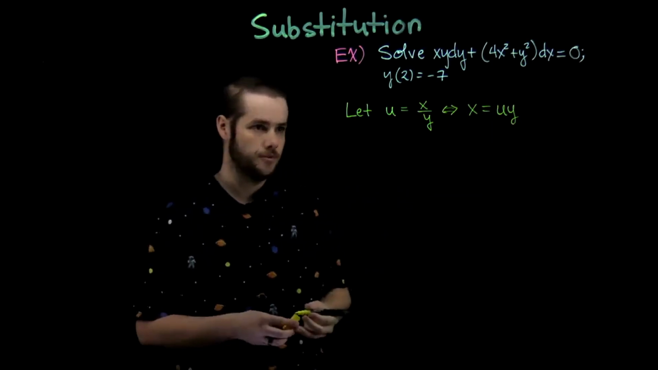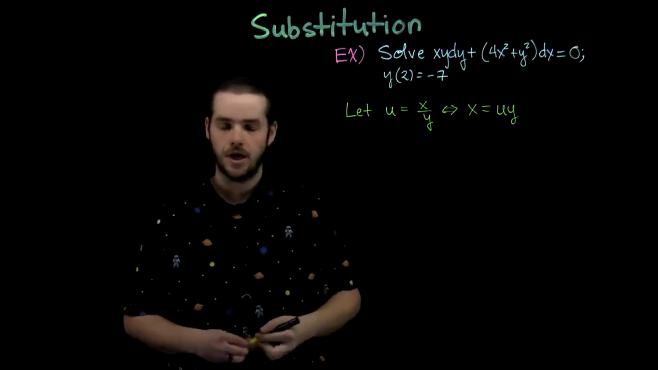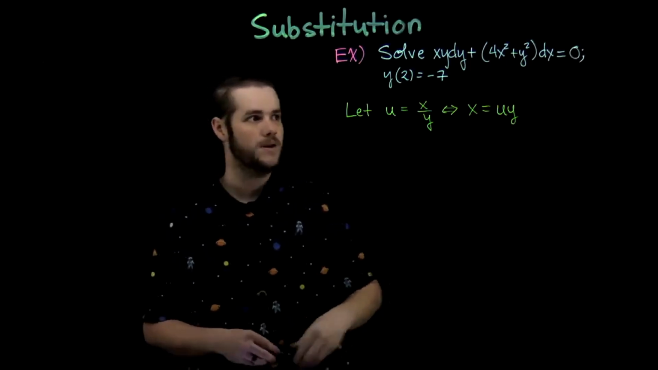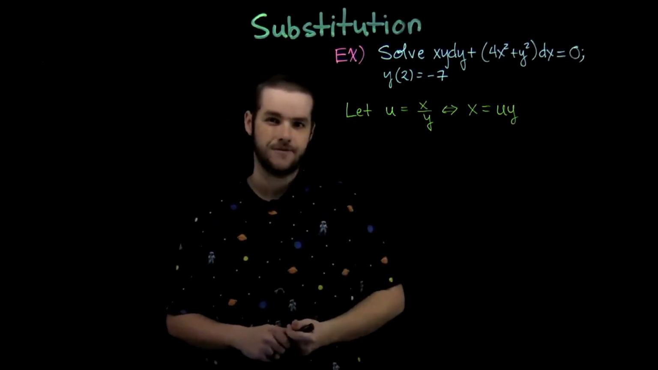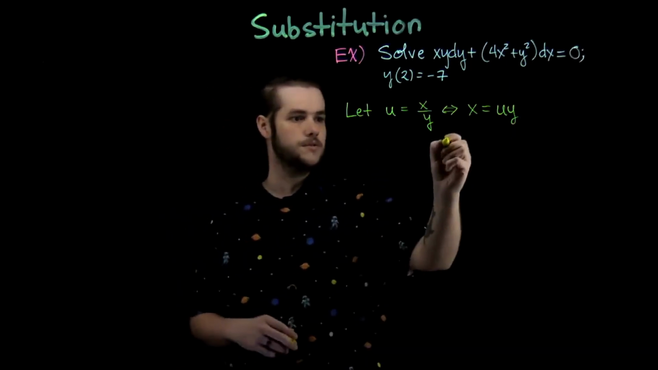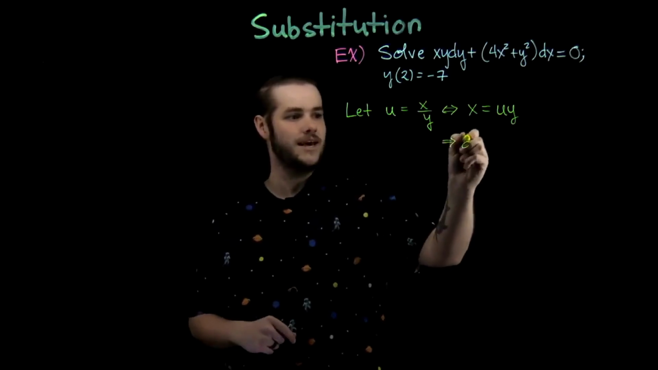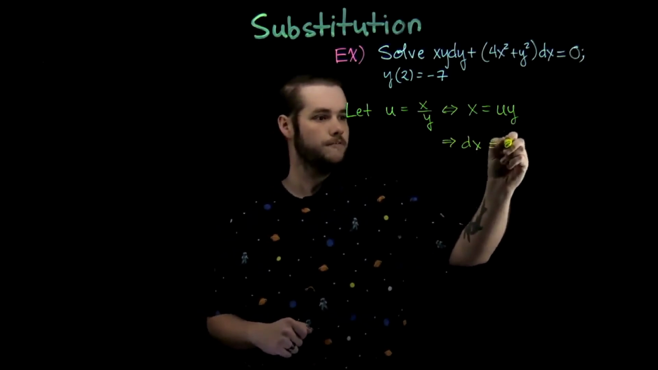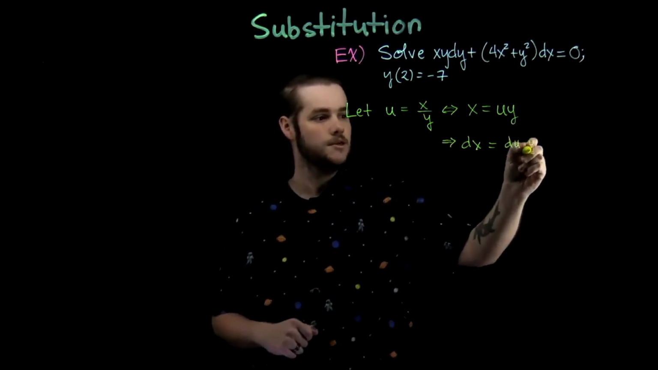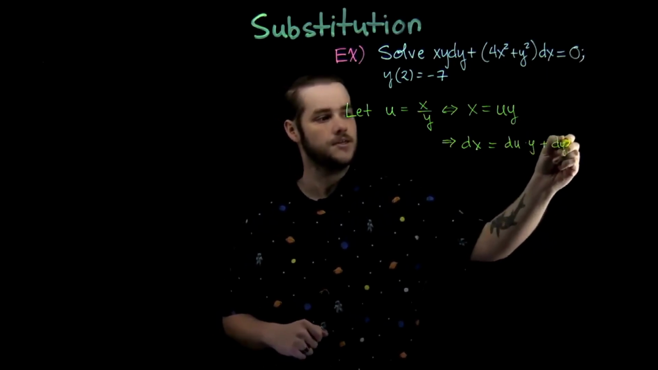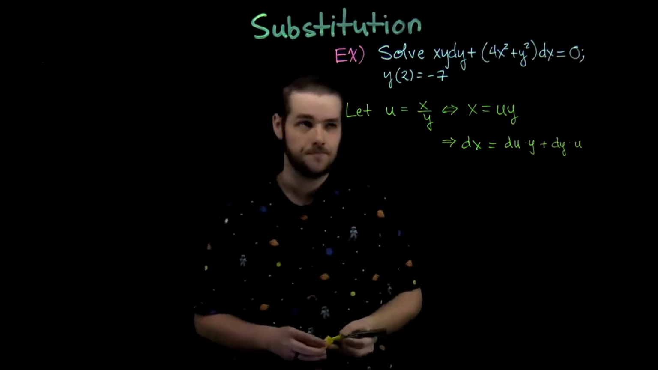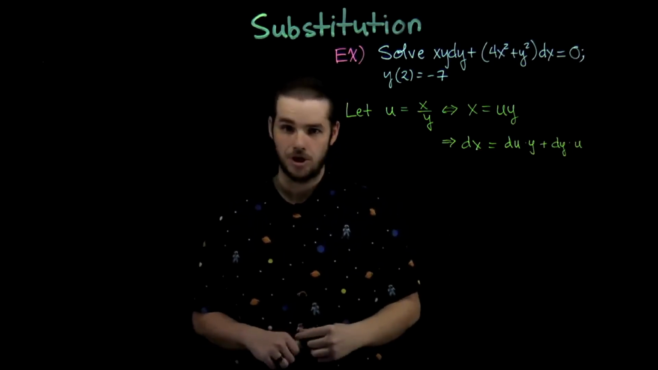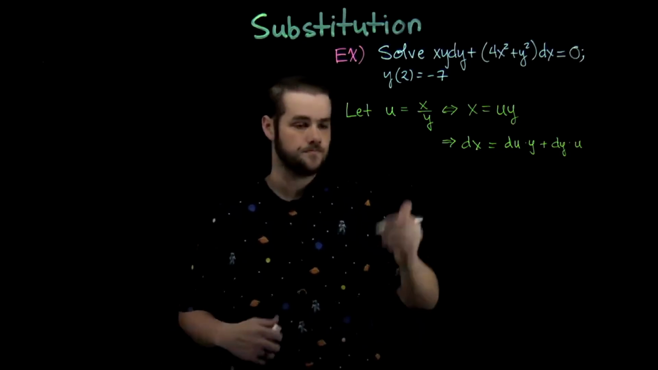Now, what does this do for me? Well, certainly I could write u times y everywhere I see an x, and I want to do that, but I think the differentials are the more confusing part here. Notice that this tells me dx is equal to, by the product rule, derivative of the first times the second plus derivative of the second times the first, or differentials, I should say. Now I have all the information I need to fully transform this equation, and let's see what happens here.